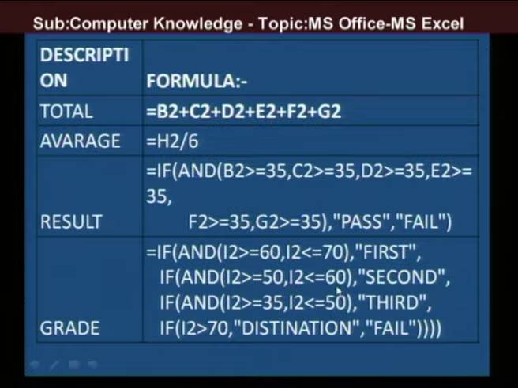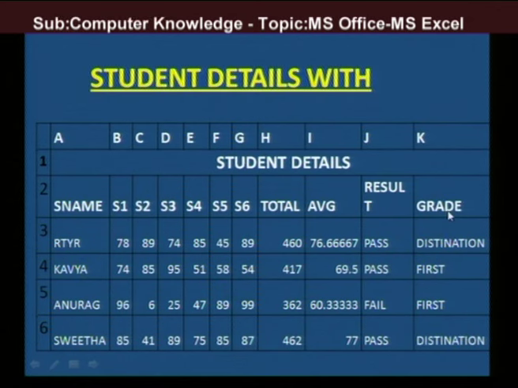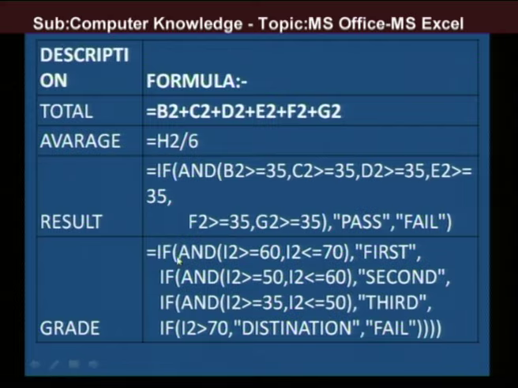Next, grade. How to find out the grade option? This is important for how to find the grade. Here grade, based on average, find out the grade options. Distinction, first and distinction. This is the formula about a grade. IF and conditions also is there. First of all, first, second, third, fail options is there.